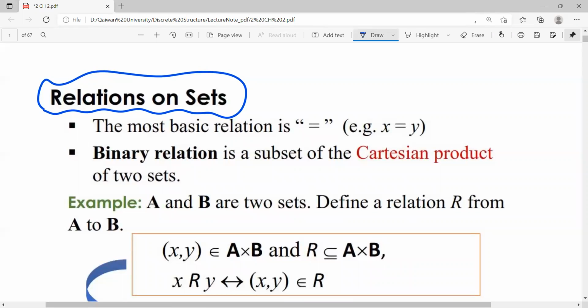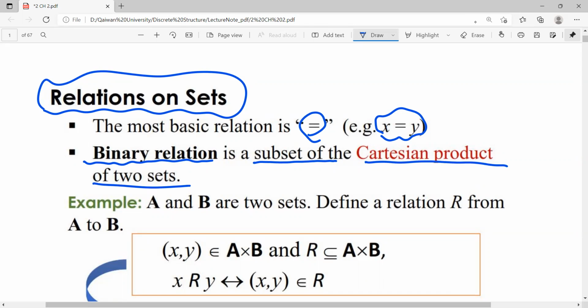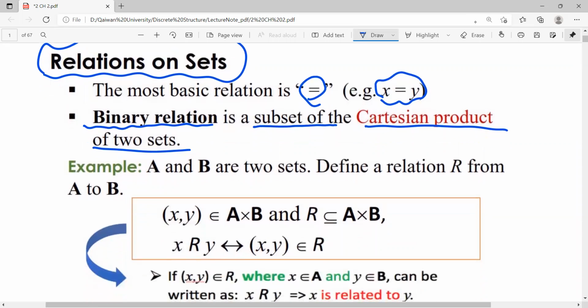See, the most basic relation is equality. For example, x equals y. This is a relation between x and y. And also we have binary relation. It is a subset of the Cartesian product of two sets. Here, we always write down the product of two sets as a Cartesian product.